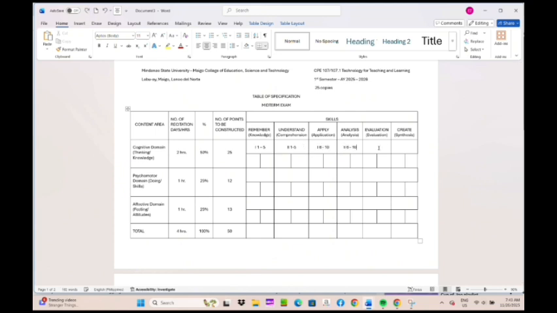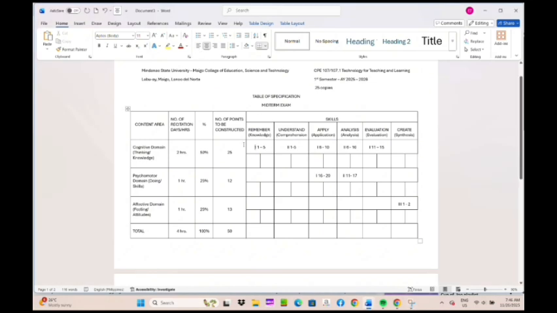So now we are dividing the number of points to be constructed according to the level of cognitive domain. So for test 1, items 1 to 5 are remembering. Test 2 is for the first topic. Then the number of items you can put must only be based on the number of points to be constructed. For instance, the psychomotor domain only has 12 items for the psychomotor domain topic.